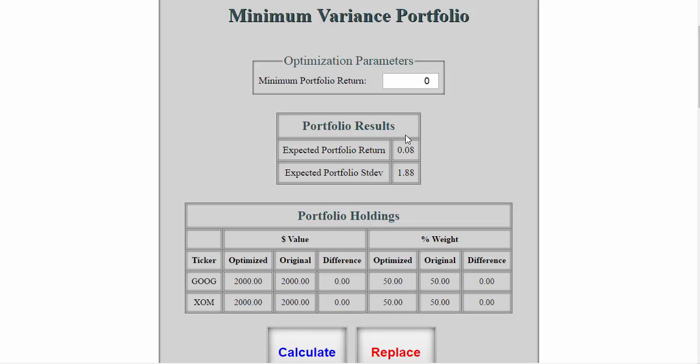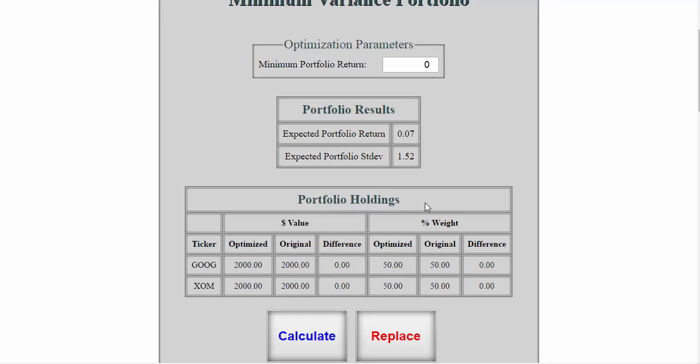Portfolio results shows the expected mean and standard deviation of the optimized portfolio. Portfolio holdings shows both the original and optimized amounts invested and percentage weights for each holding. It also shows the difference between the optimized and original amounts, which suggests the trades required to obtain the optimal portfolio. The optimized portfolio contains equal amounts of Google and Exxon and is equal to the original portfolio. If the difference between the optimized and original portfolio were large, however, it may mean it's time to rebalance.